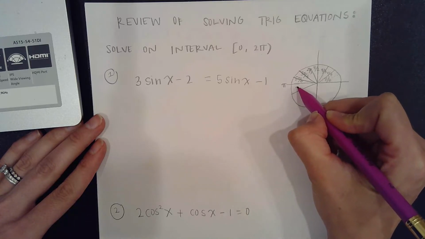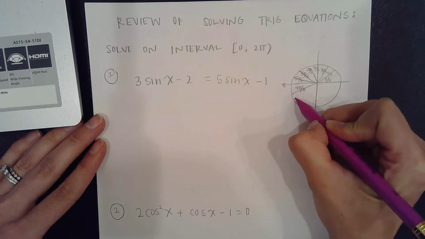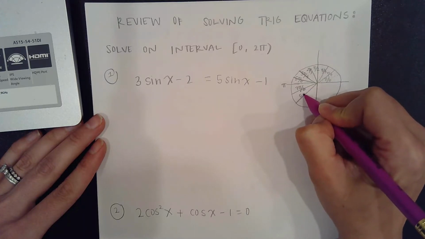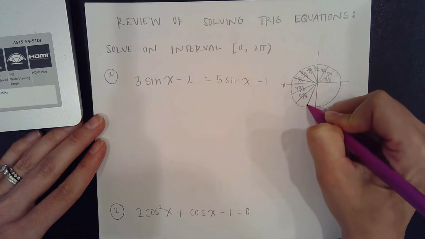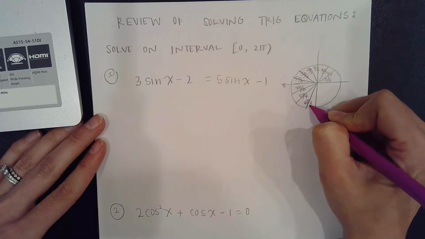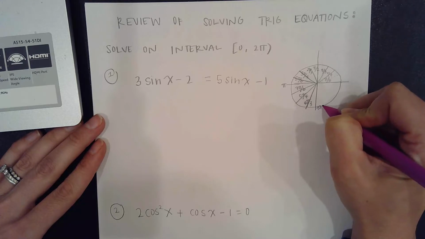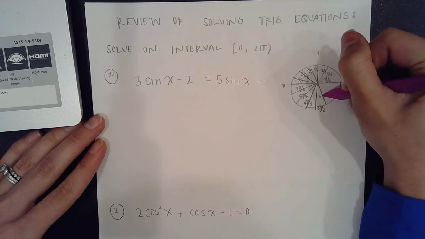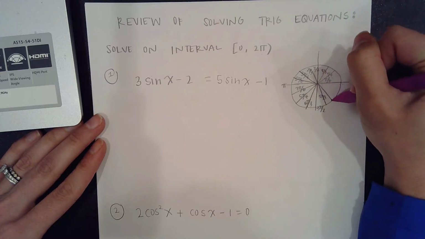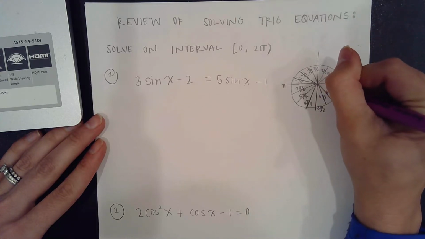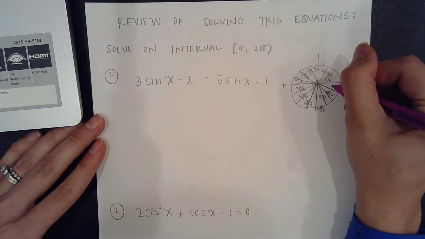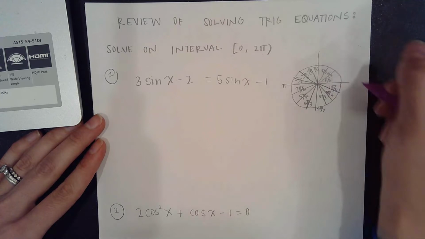Then we would be at 7 pi over 6. Then we would be at 5 pi over 4. Then we'd be at 4 pi over 3. And then 3 pi over 2. 5 pi over 3. 7 pi over 4. 11 pi over 6. And then back to 2 pi.